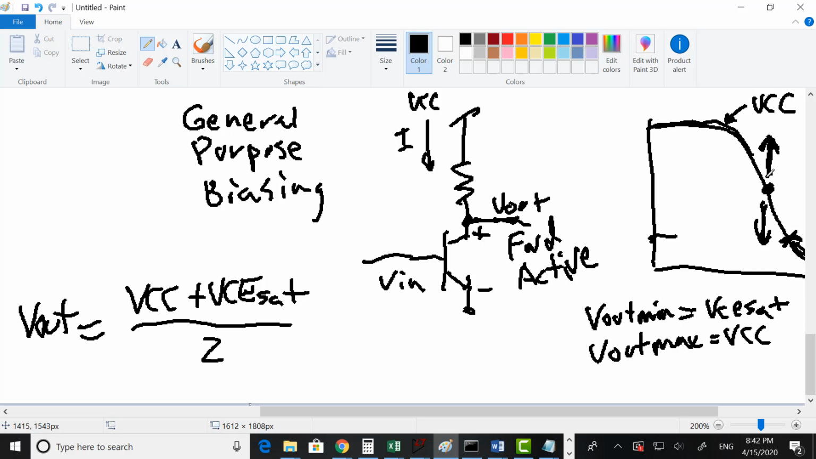And when somebody buys a general purpose amplifier, you don't know which direction their signal's going to go. So you want to make it so you can go up as far as it goes down, because that's going to accommodate the most designs.